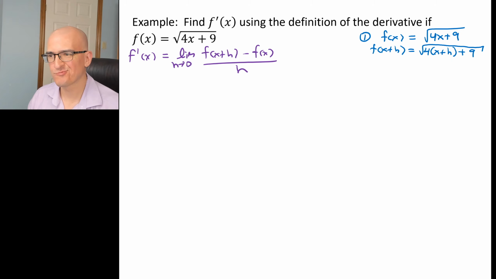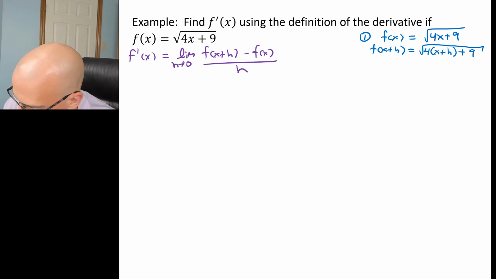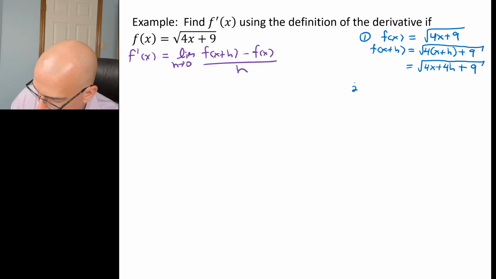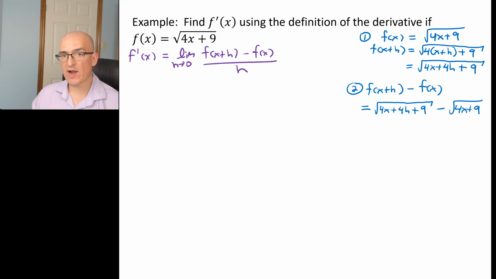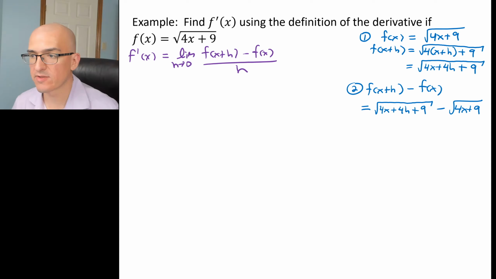Which, let's see, I'll simplify. I'll multiply the 4 into that bracket, so we get 4x plus 4h plus 9. Step 2. What is f of x plus h minus f of x? That's going to be the square root of 4x plus 4h plus 9 minus the square root of 4x plus 9. We cannot subtract within the square root signs. It's not allowed. So we can't do anything at that point.